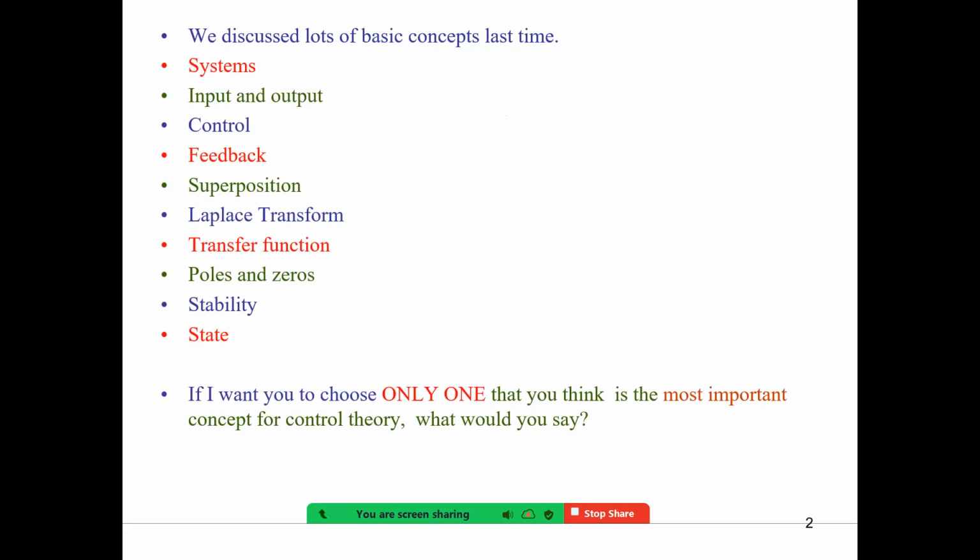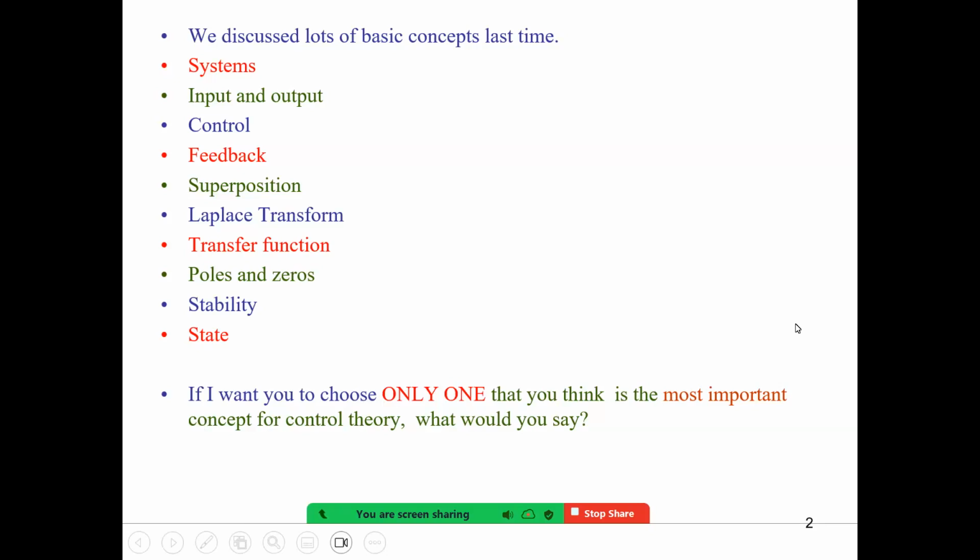Now, from this long list of concepts, if I want you to choose just one which you think is the most important concept for control theory, which one would you pick? I heard the answer stability. How about other thoughts, other answers? State.